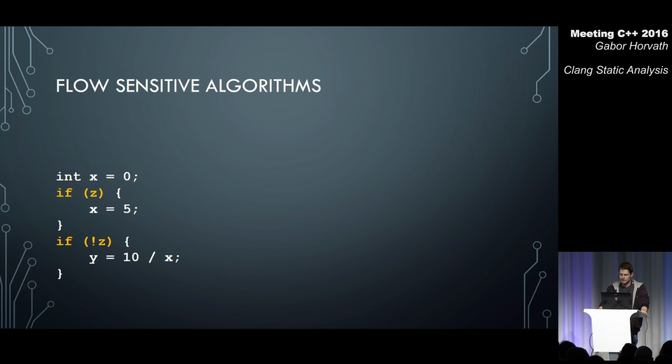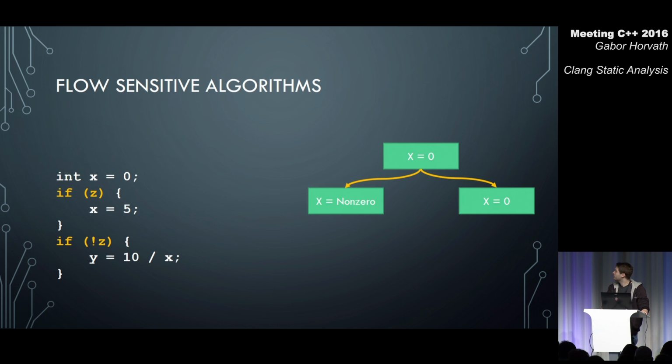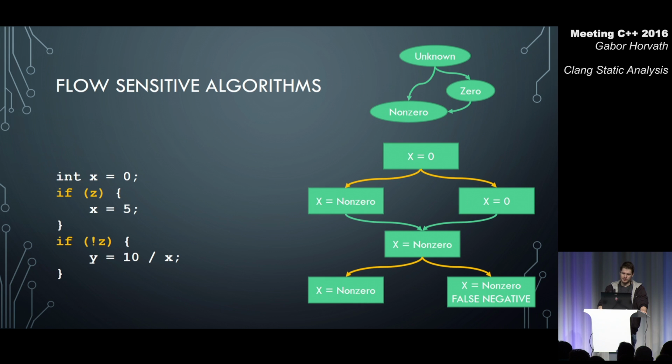Let's try to fix this. So let's do the analysis again, but this time let's try a different lattice. In this different lattice, we will conclude that the value of x is non-zero, so we will not detect any division by zero errors, but in this case, the two conditions are correlated in a different way. So when we're using this lattice, we will miss a real division by zero error. So in this case, we have a false negative report.